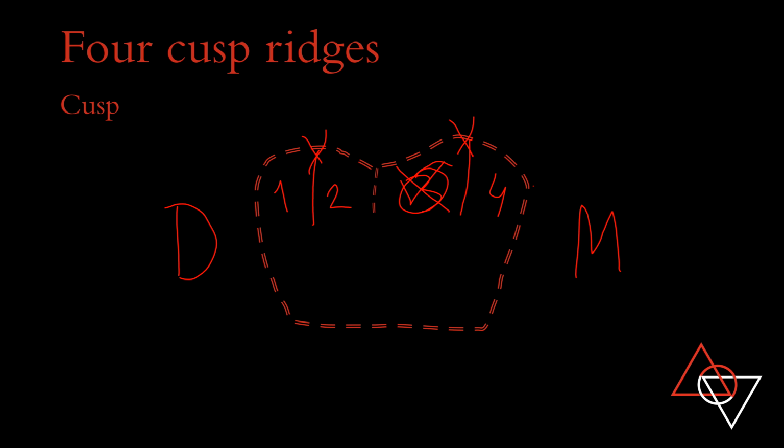So this area right here would be the distal area of a mesiobuccal cusp. I mean, if you want to dive deeper into these things, the rabbit hole doesn't have an end.